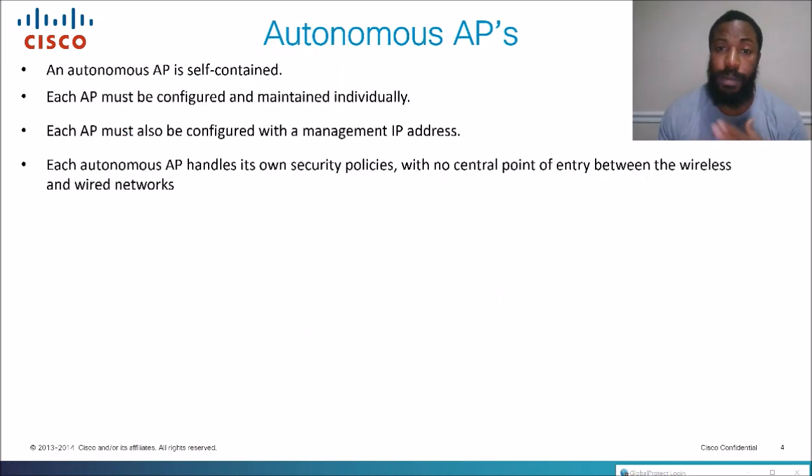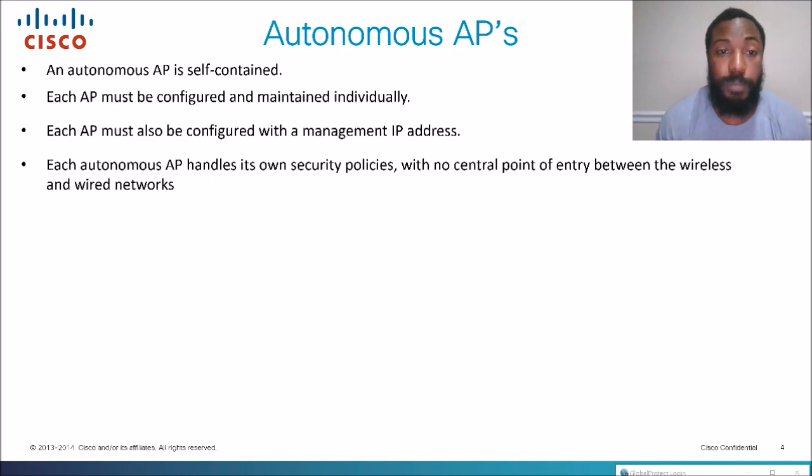A couple of fun facts about autonomous APs. The autonomous AP is self-contained. Just like I said, all of its functions are within that access point, as opposed to a lightweight mode where not all of its features are within the AP. We're going to talk about where those features are with a lightweight access point. But with autonomous APs, all of its functions are within itself: the radio, the RF management, the packet switching, the broadcasting of the SSID, the associating and disassociating of wireless clients. All of the functions are within that AP.